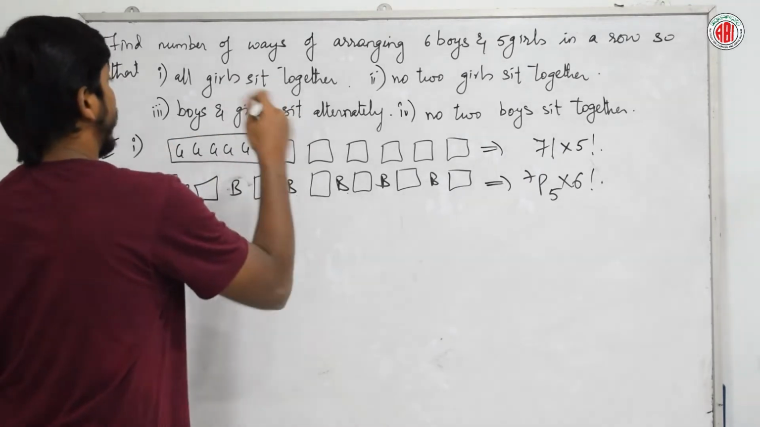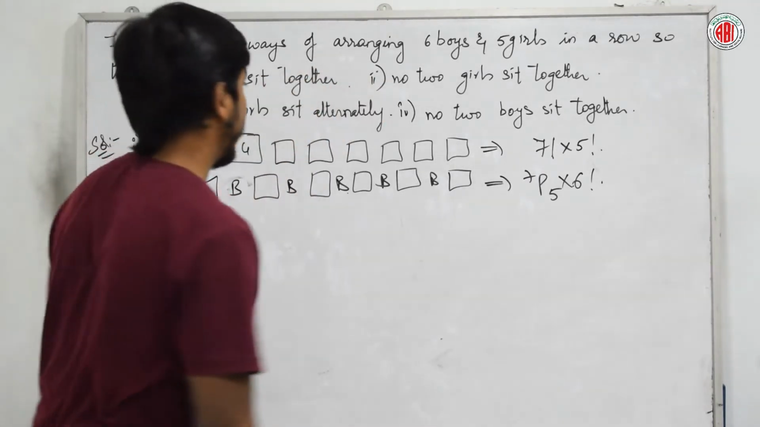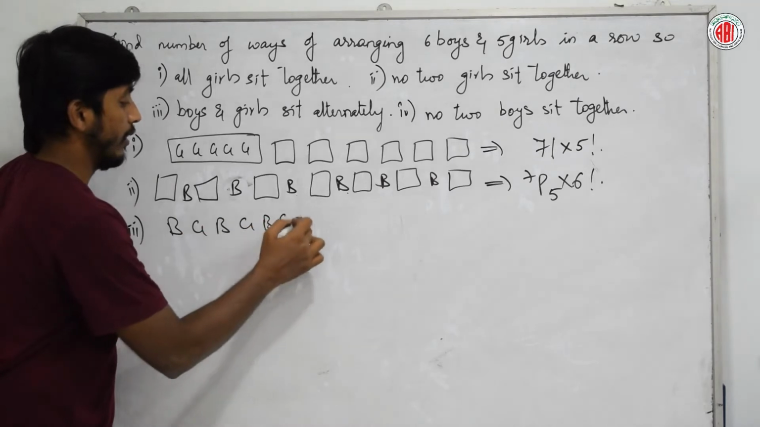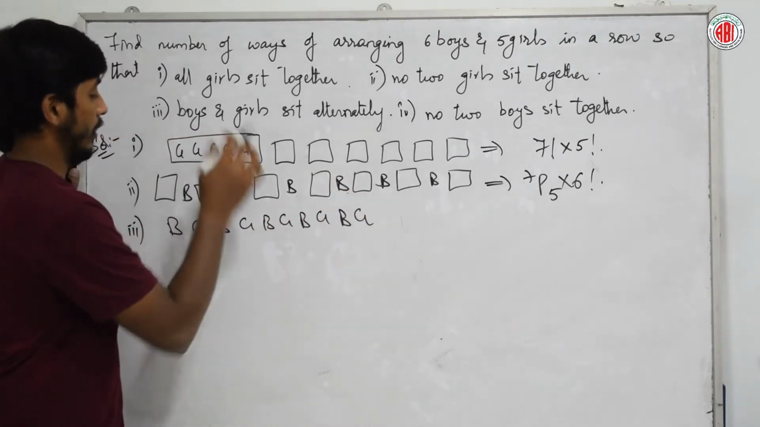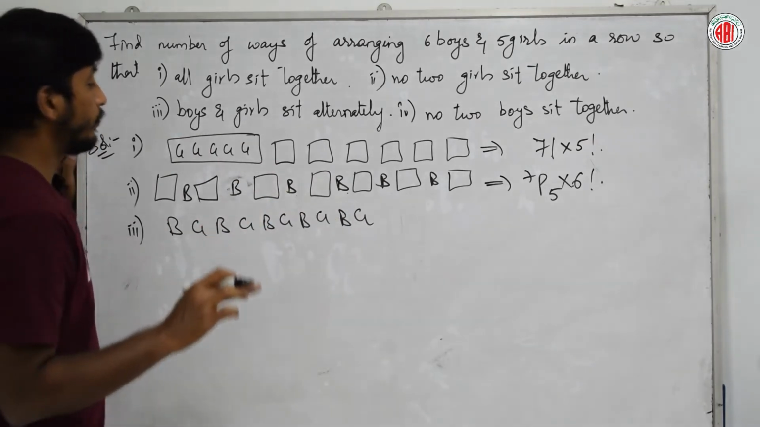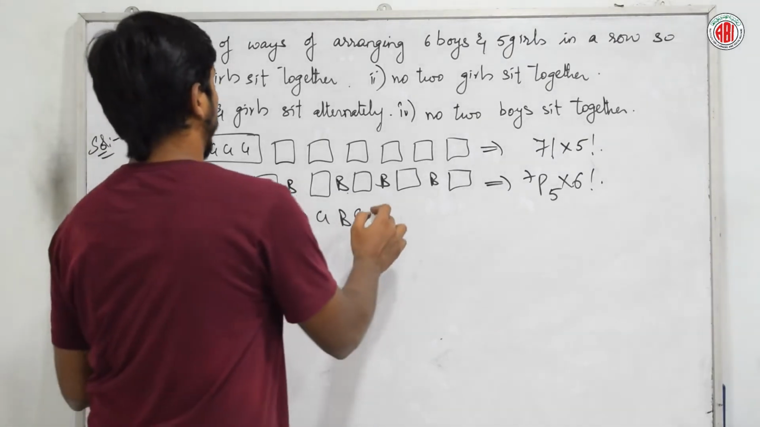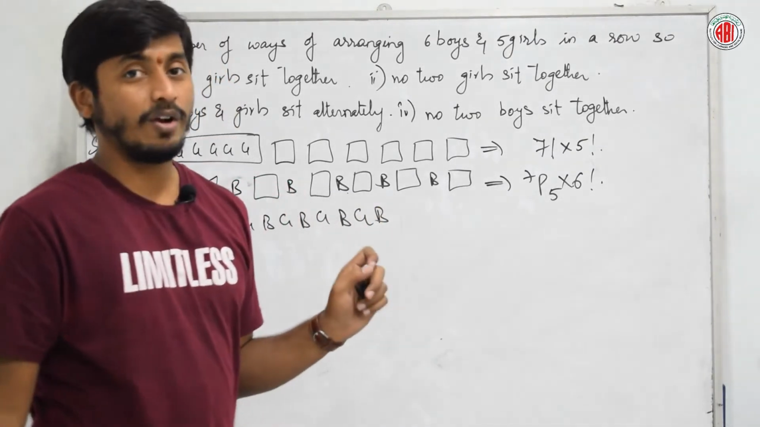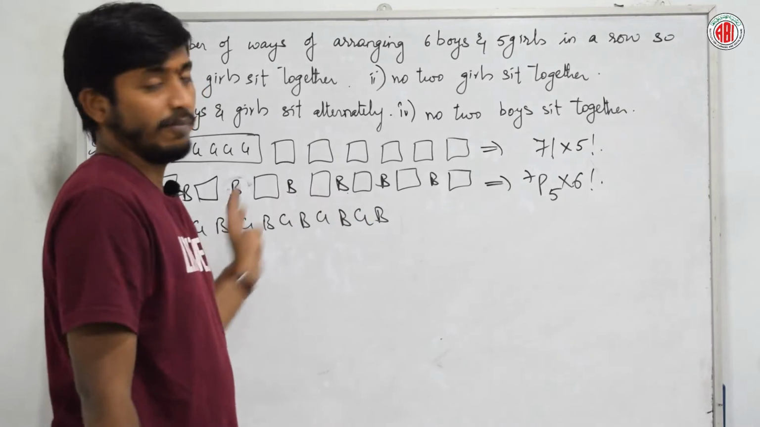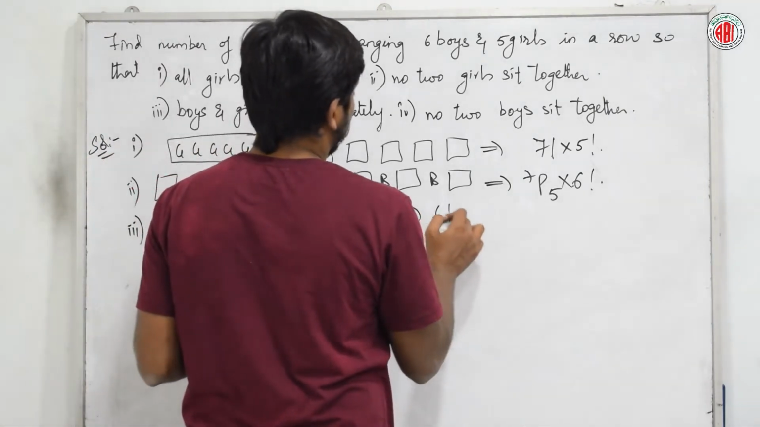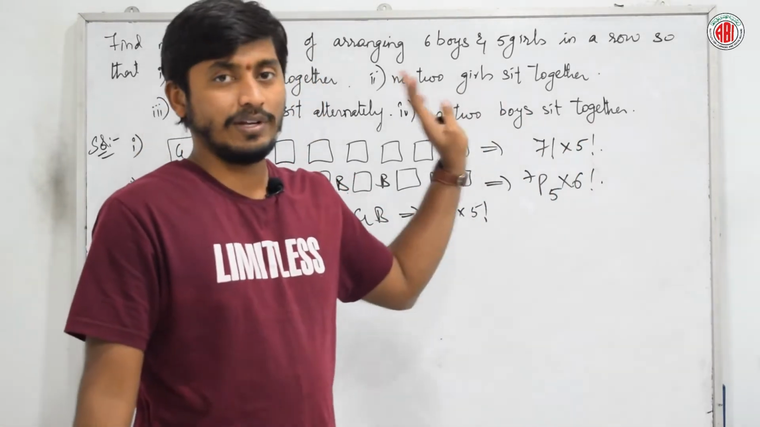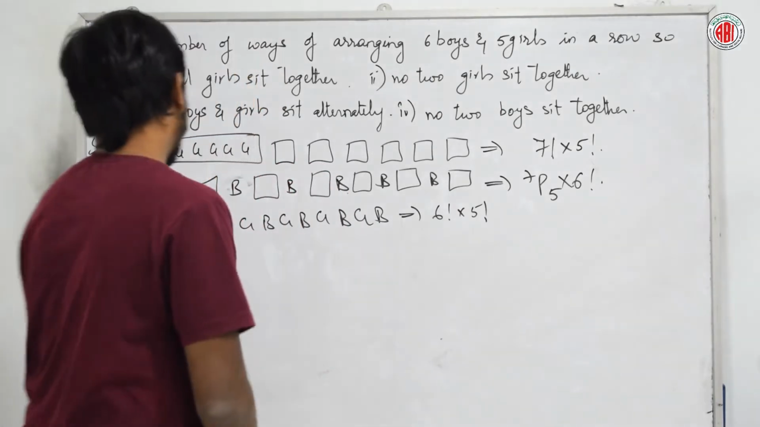Boys and girls sit alternately. There are 6 boys. Let me start with a boy: boy, girl, boy, girl, boy, girl, boy, girl, boy, girl. That is 5 girls and 6 boys. So how do we write this? In 6 places we have placed 6 boys, and in 5 places we have placed 5 girls. Obviously that is nothing but 6 factorial times 5 factorial. If you want to simplify, it's okay, even if I leave it like that it's fine. Clear? Next, the 4th question.